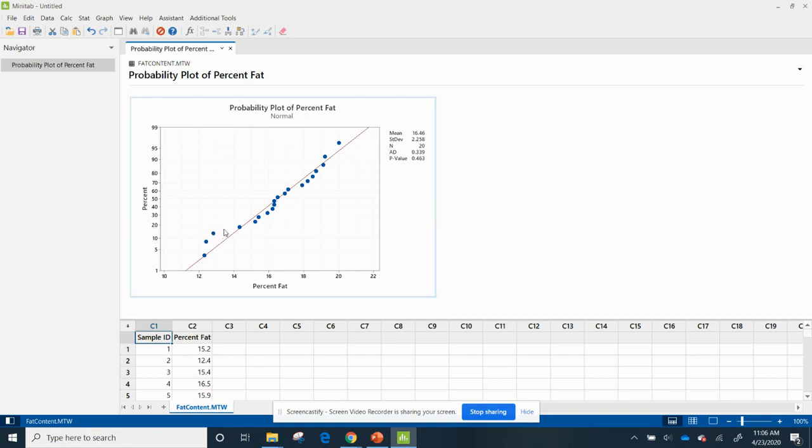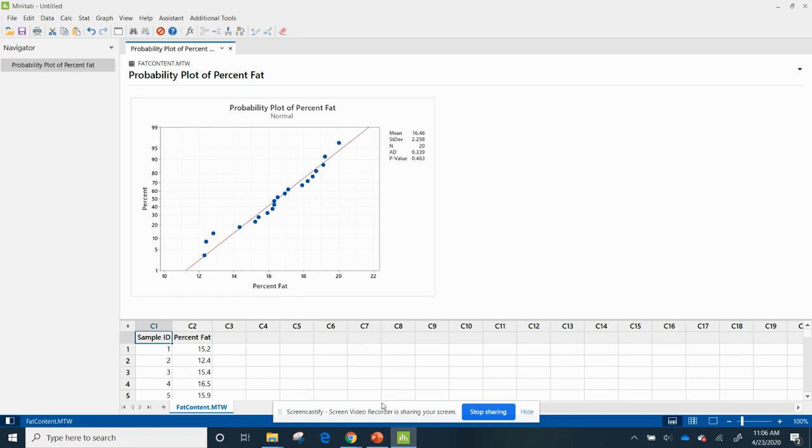And as you can see, a lot of the dots are on the line. There's a couple that are off the line. It gives me the mean, the standard deviation, the sample size. It gives me the Anderson-Darling value, and it gives me the p-value. Okay, that Anderson-Darling value is something we want to talk about because I want to put it in when I write it up. And I've got my p-value that I also need to use.